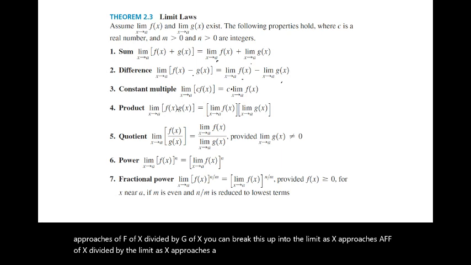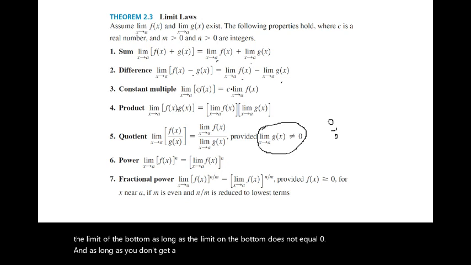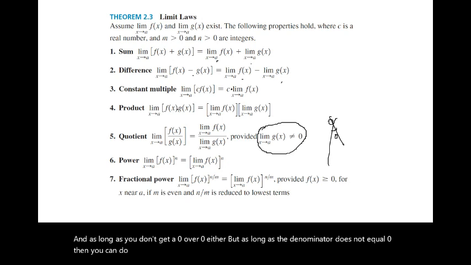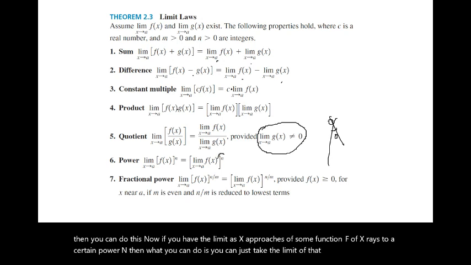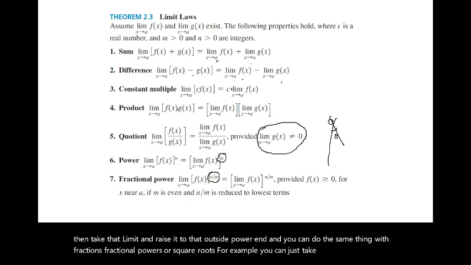So you can just take the limit of the top and the limit of the bottom as long as the limit on the bottom does not equal 0, and as long as you don't get a 0 over 0 either. But as long as the denominator does not equal 0, then you can do this. Now, if you have the limit as x approaches a of some function f of x raised to a certain power n, you can just take the limit of that inside function and raise it to that outside power n. You can do the same thing with fractional powers, or square roots, for example. You can just take the limit of the inside function and then raise it to that power.